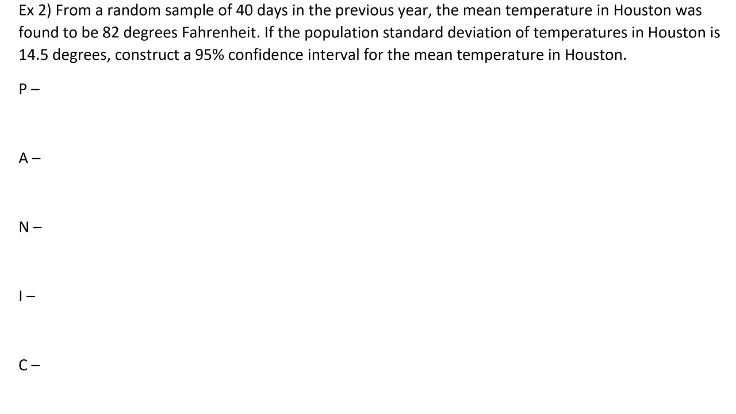Hey everyone, so in this video we're going to continue on with talking about the z-test to be able to find confidence intervals. So example 2. From a random sample of 40 days in the previous year, the mean temperature in Houston was found to be 82 degrees Fahrenheit. If the population standard deviation of temperatures in Houston is 14.5 degrees, construct a 95% confidence interval for the mean temperature in Houston.